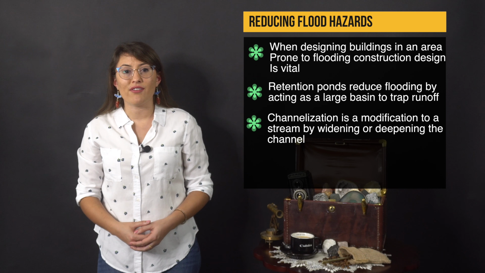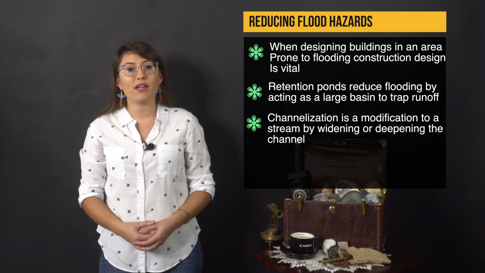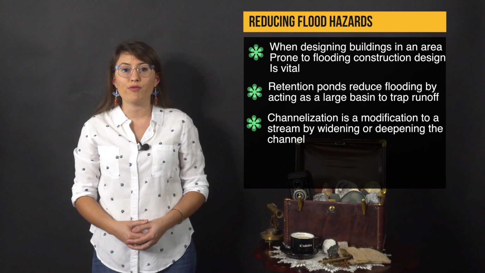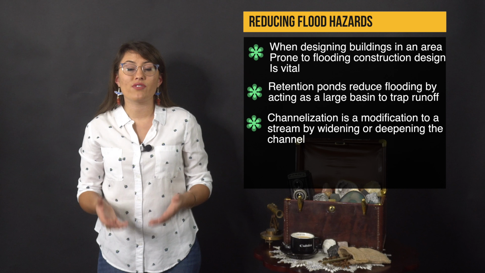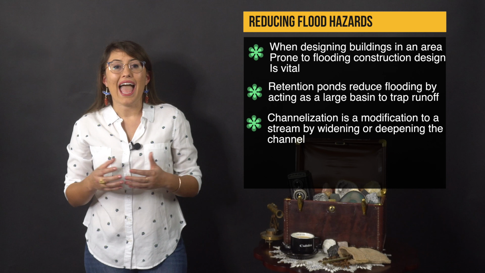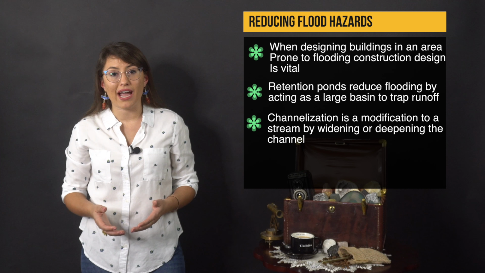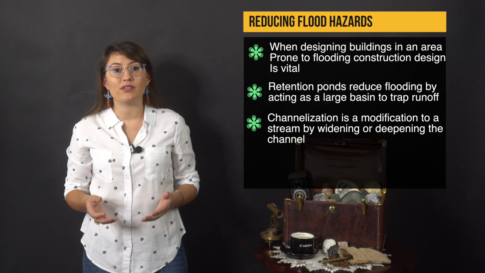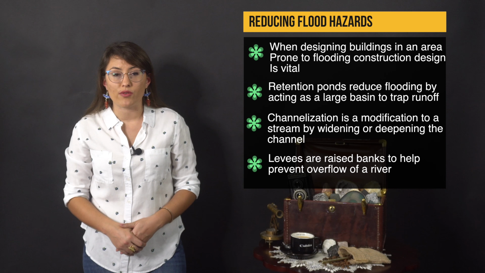Some other negative effects of channelization are that wetlands can be drained, fish may have poor adaptability to the stream flow pattern, stream bank habitat can be affected, increased flooding downstream can occur, and many other results. As we can see, some modifications to streams can have a negative impact. This can also happen when building levees, which are raised banks to prevent overflow of a river.